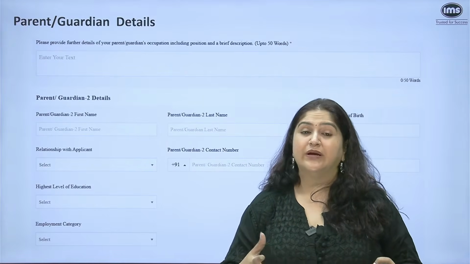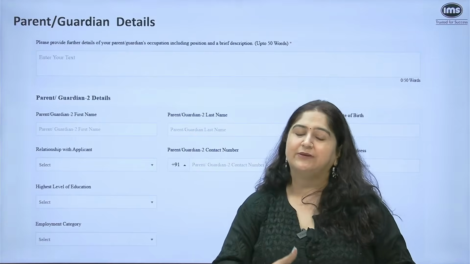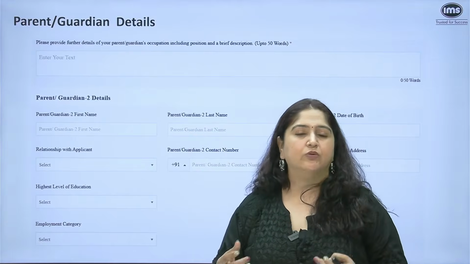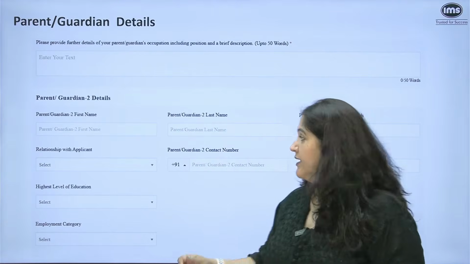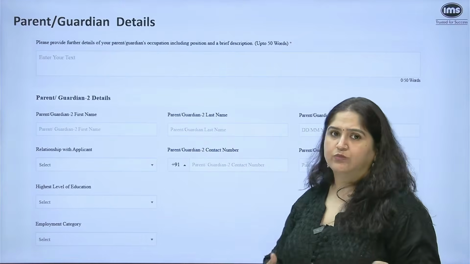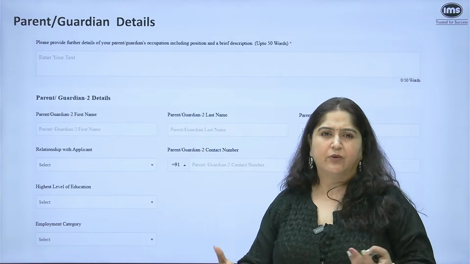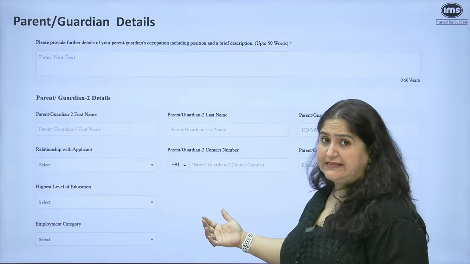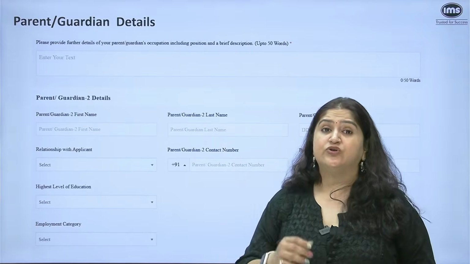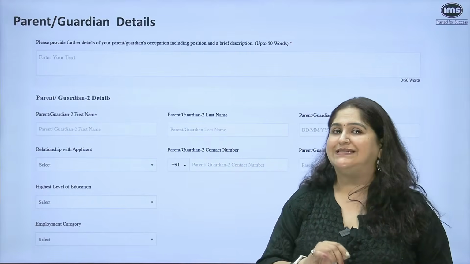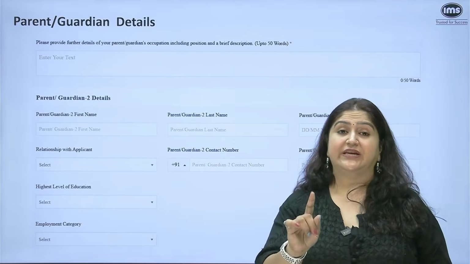Okay, and in what capacity they are working in their respective business or job. Okay, same thing for the second guardian. For a lot of you it will be mom, dad. For others, whatever the guardian details are, you will have to mention. Ensure that you're updating their education details as well correctly after checking it with them.